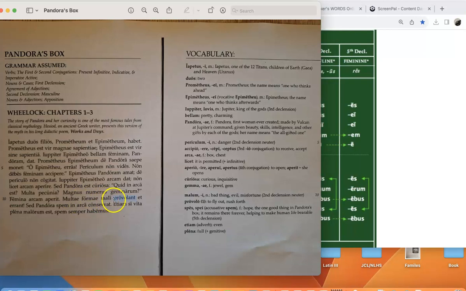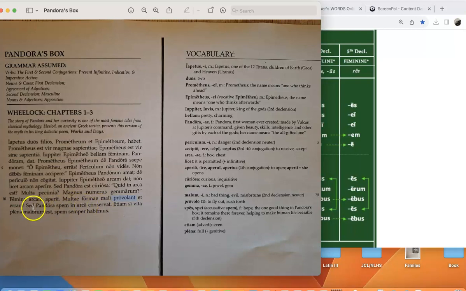So many forms of evil. It's where we get words like maliciousness and malevolent. Think of Snow White, malevolence, things like that. So many forms of evil rush forth. In fact, that sounds a little bit better. Rush forth and literally fly about. Yeah, in other words, they're out of control. But Pandora preserves hope in the box.